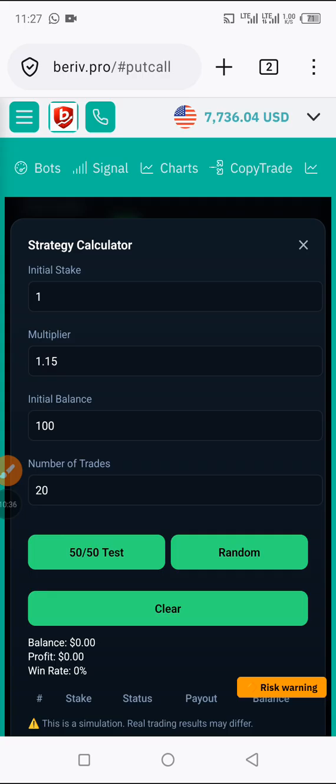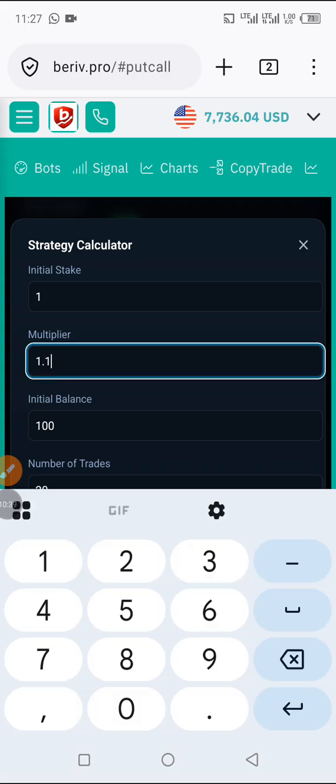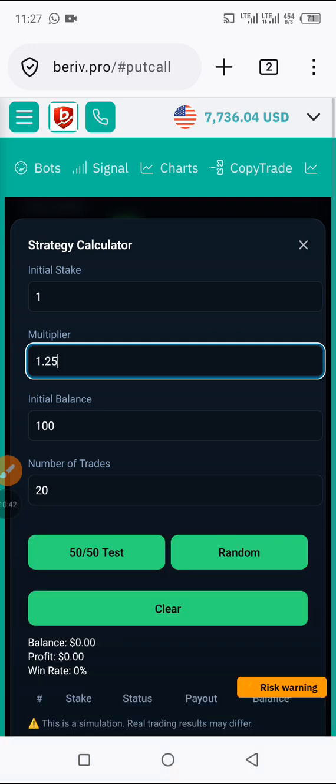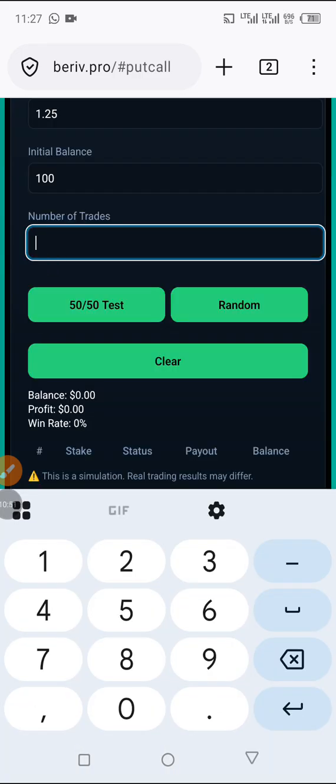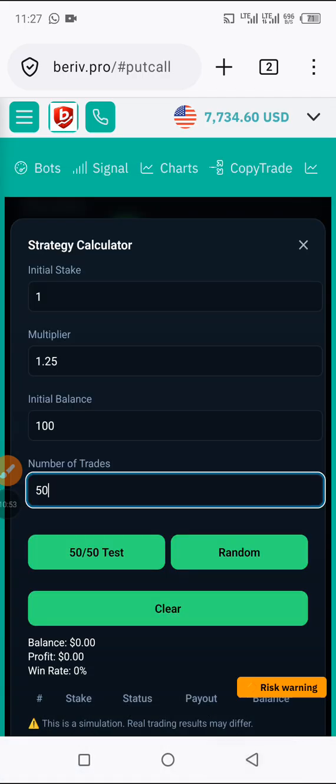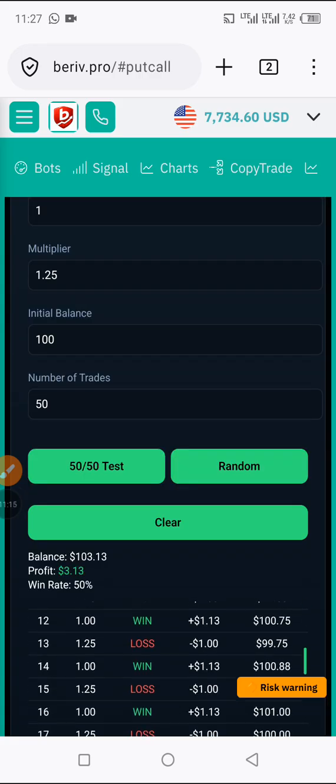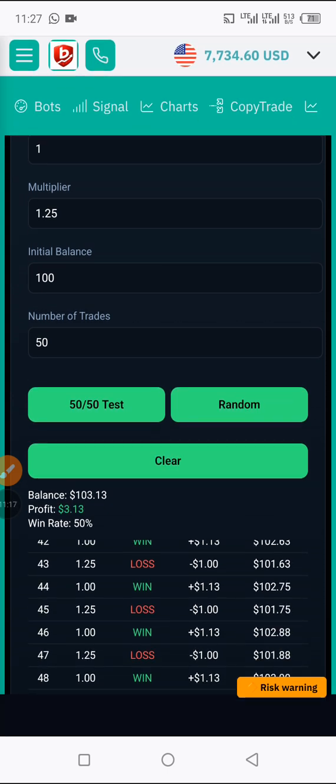You can put your initial stake, you can change your multiplier. For example, if I say my multiplier, I want it to be 2.5, and the initial balance, for example, I have an initial balance of $100, and the total number of trades that I want to test, let's say I say 50 trades, and then you have two options to test. You can test a 50% win strategy, or you can just randomize the trades. So for now, I just want to use a 50% test to calculate my trades. So this is a table of the trades that have been placed.